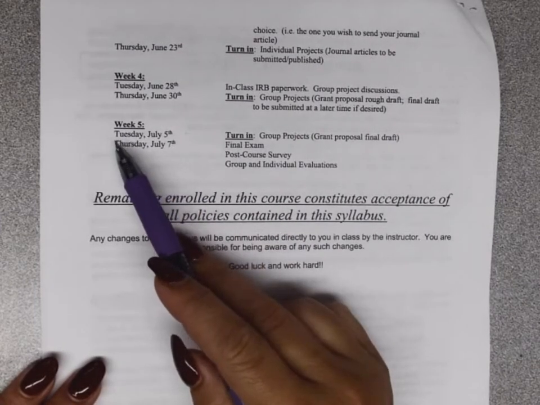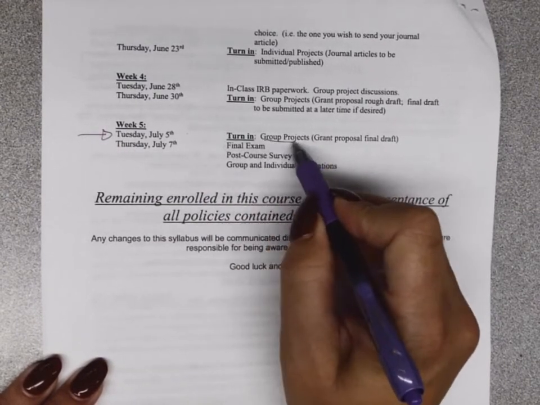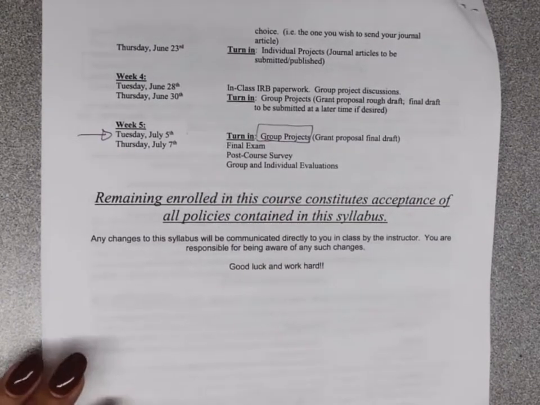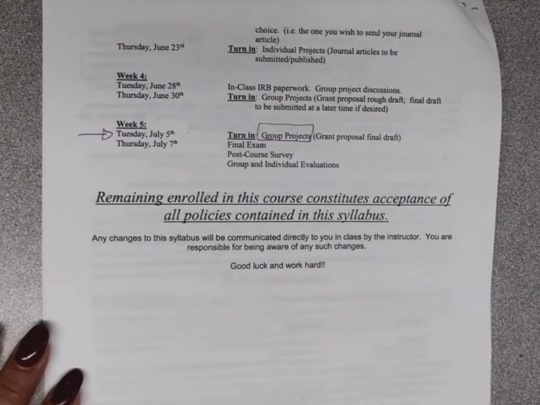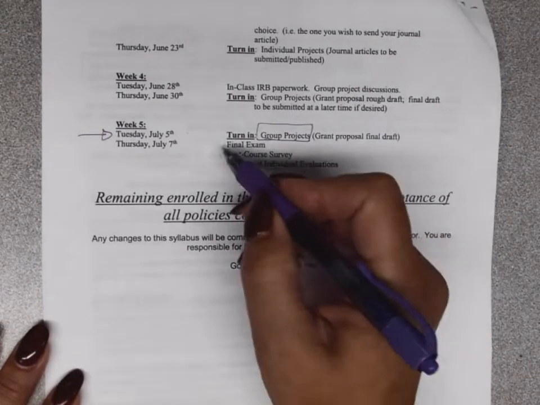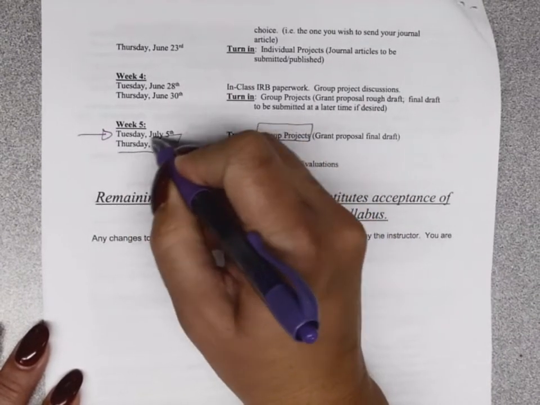And then you notice that here's week 5, the Tuesday. So I think I did lie. I'm not seeing Sundays now. I must have changed that. Sorry about that. But here we go. The group project turn-in is on Tuesday, July 5th, and then here's all your end of semester stuff on Thursday, July 7th.